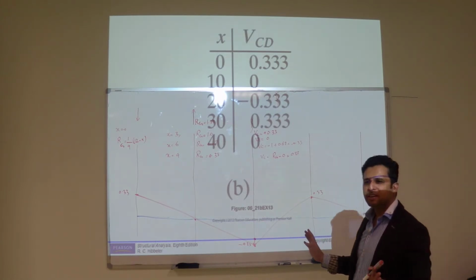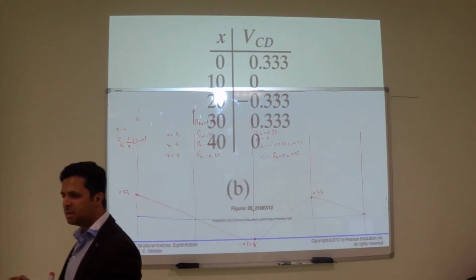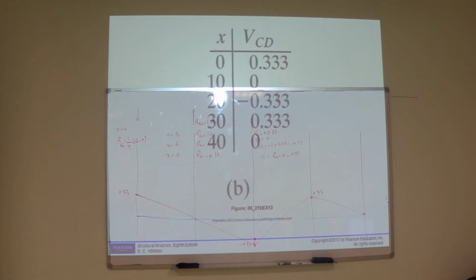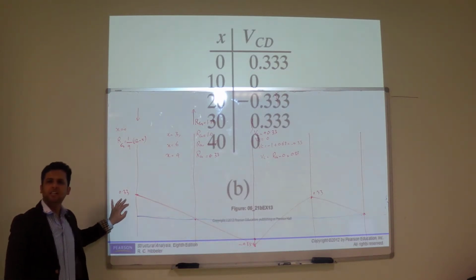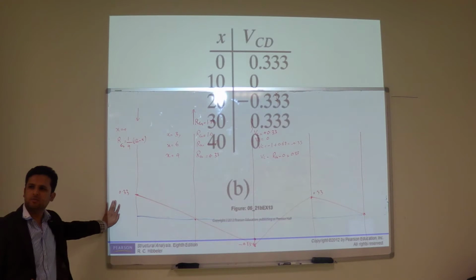There is no difference in the beam or girder. The only thing is that in a girder the load is transferred from panel points. That's all. So this will be the influence line diagram. Please raise your hand if you do not understand.